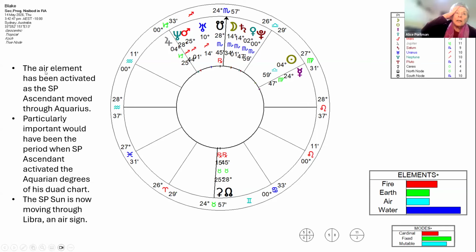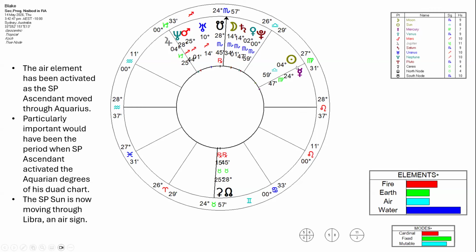Thank you. Well, in addition, the air element has been really activated. His secondary progressive ascendant moved through Aquarius. Oh, okay. Particularly, it would have been important when the secondary progressive ascendant activated the Aquarian degrees of his Dwad charts, which I think about 7 to 10 of Aquarius. So at some stage, you can have a look back and see what was happening when his secondary progressions activated those degrees. Okay, I will.